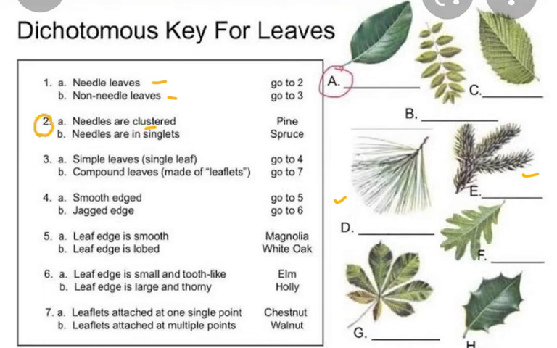Now, needle leaves are clustered, or needles are in singlets. You can see these are in clusters, and these are single. So if they are single, then it's a spruce. If they are in clusters, then it's a pine. Right? So we figured this out.